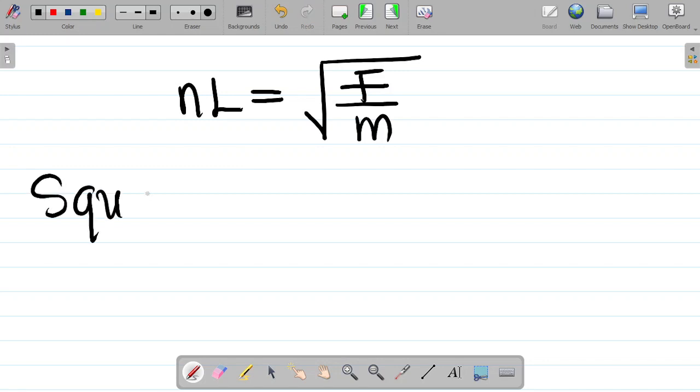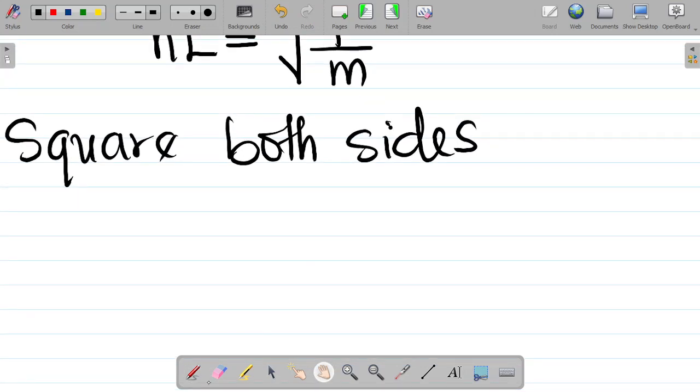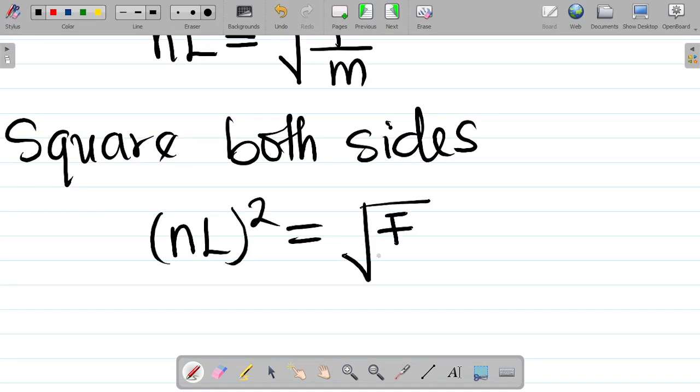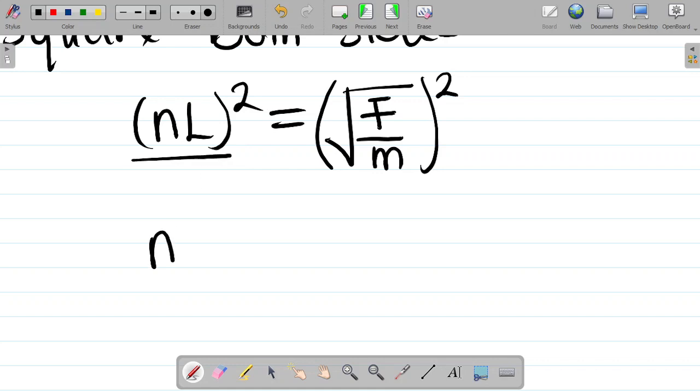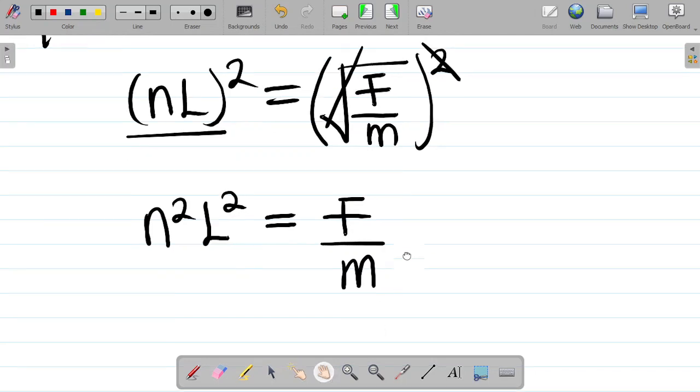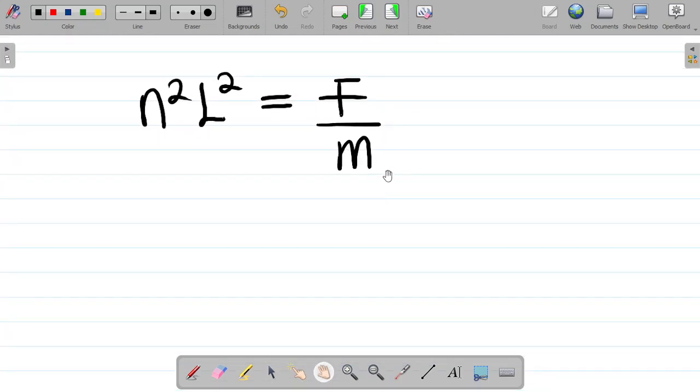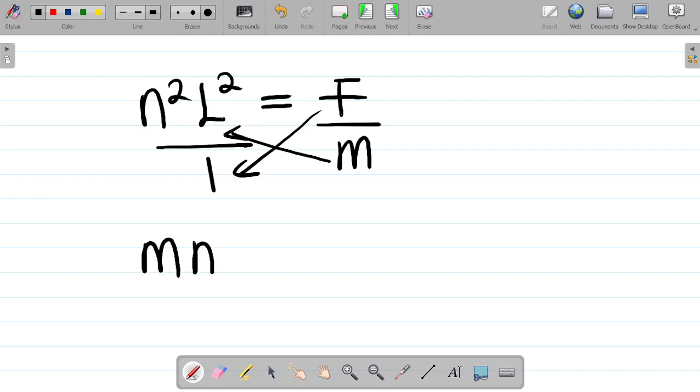I'll say square both sides. If I do that, you have NL squared is equal to root F over M, this all squared. Square both sides. This becomes N squared L squared is equal to, for the right hand side, square root will cancel square. You're having F all over M. So how do I make M the subject of the formula here? Now you might want to say cross multiply and all that. Well, that works. So this is all over this. If I cross multiply M to this, then F to this, it becomes M multiplied by N squared L squared is equal to F times 1 is F.